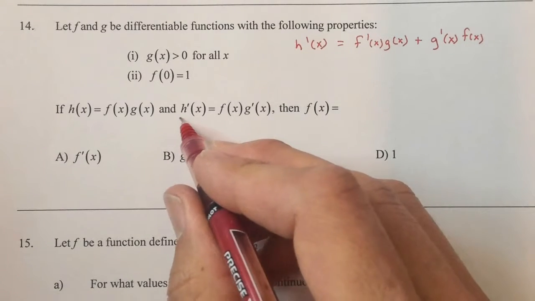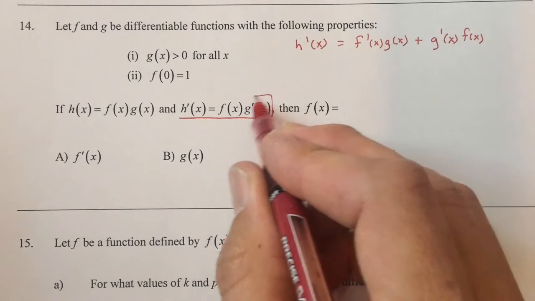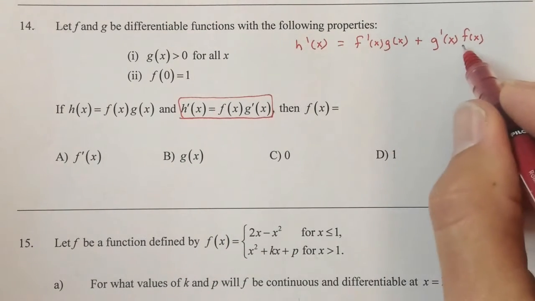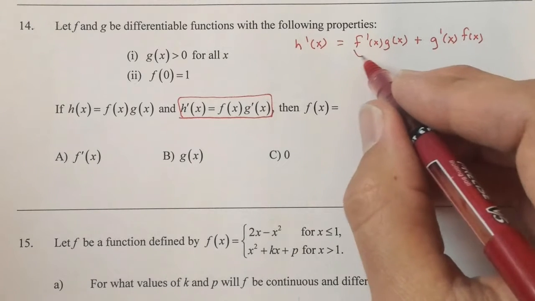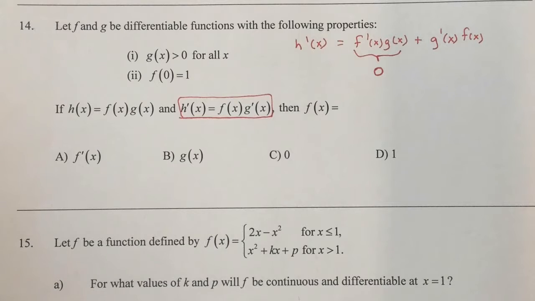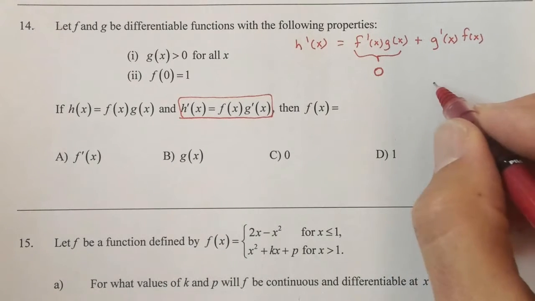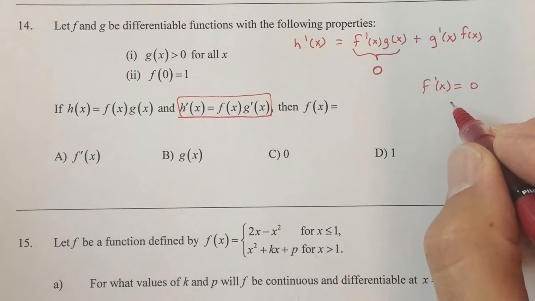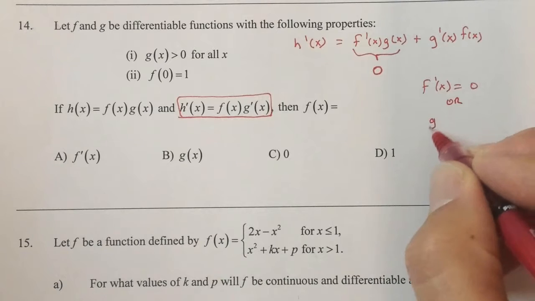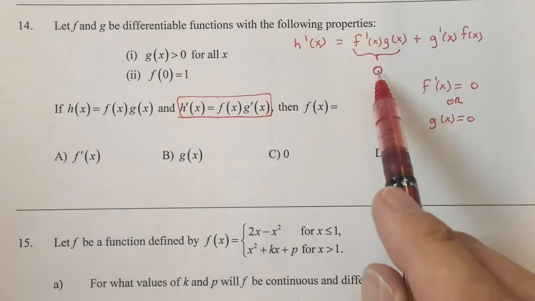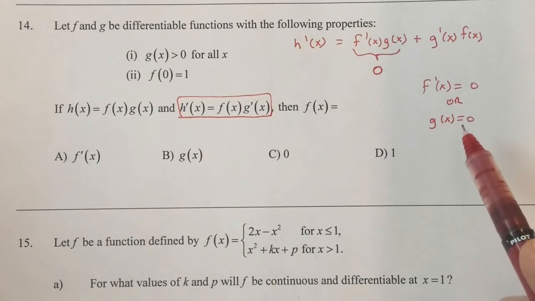But we're specifically told that h prime of x is only the second part. It's only the g prime f. So what that means is that this first part right here must be 0 for this particular derivative. So that means one of two things. Either f prime of x is equal to 0, or it means that g of x is equal to 0. Because the only way that f prime times g is 0 is if one of these two is true.